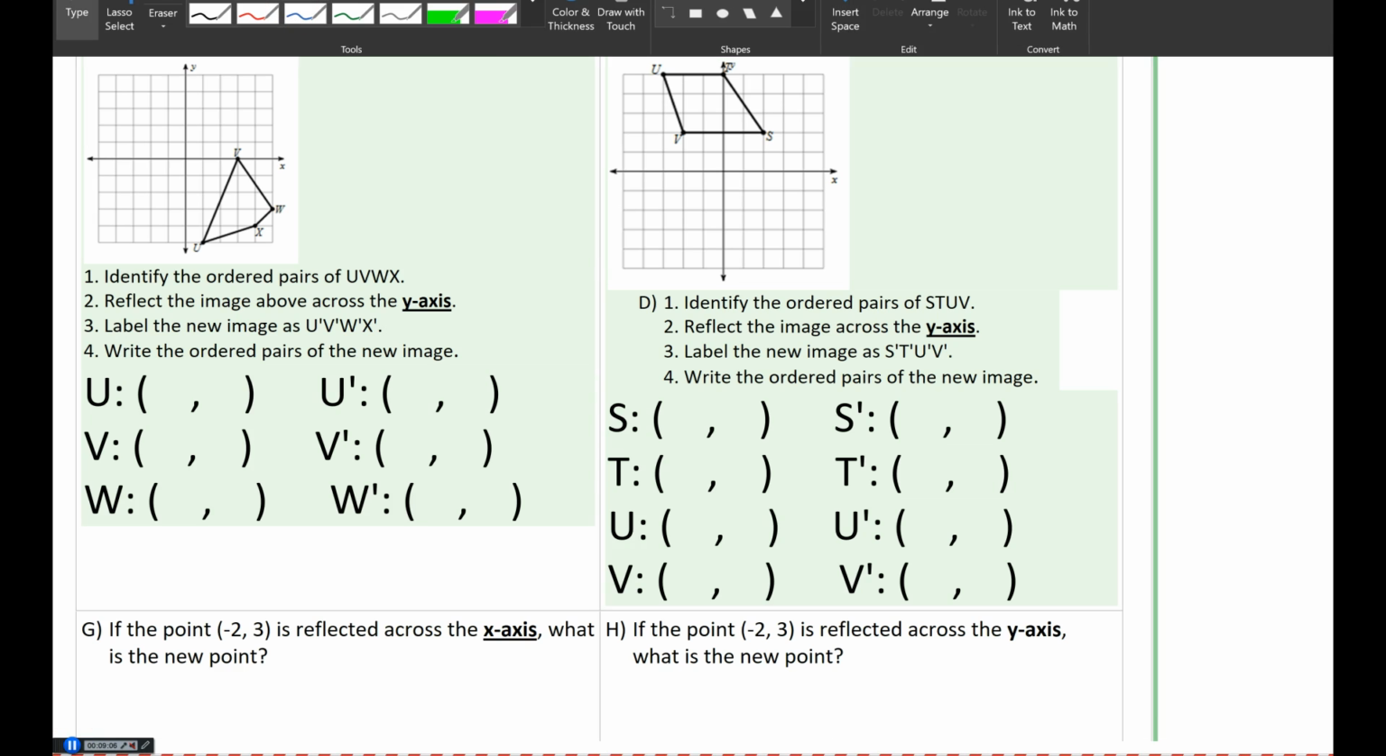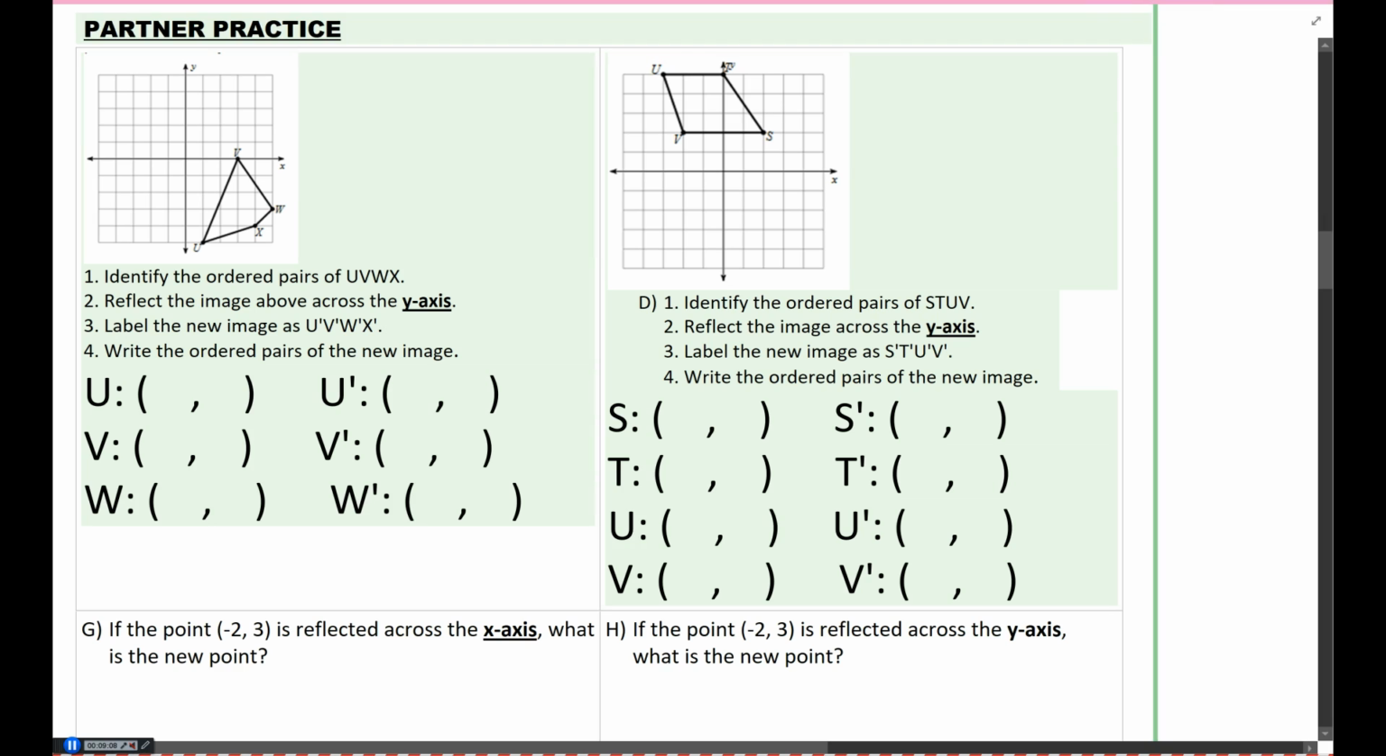First step that I always do is I'm going to write down my coordinates. So U initially was 1, -5. V was 3, 0. And W was 5, -3.